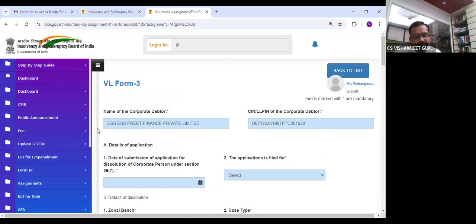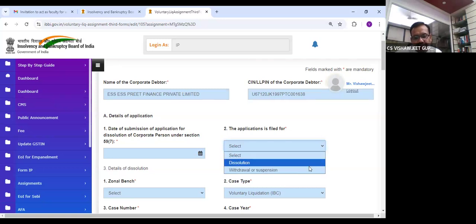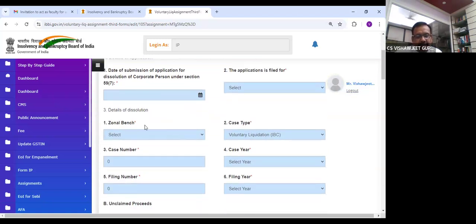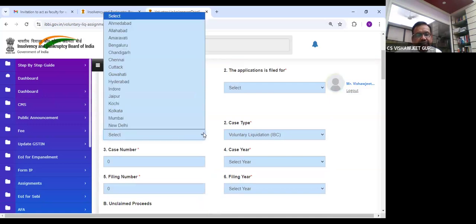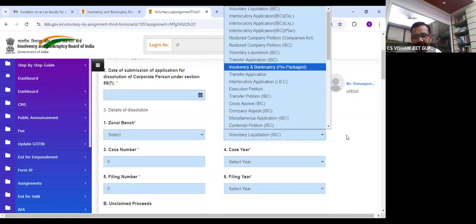Name of the corporator, just the supposed corporator and the SIN of the corporator. Details of the application. Date of submission of the application for dissolution of the corporate person under section 59, subsection 7 with the adjudicating authority. And the application is filed for drop down. You will have to select either for dissolution, withdrawal, or suspension of the voluntary liquidation process. After that, zonal bench means with which bench you have filed the application. And the case type means voluntary liquidation under IBC, right?